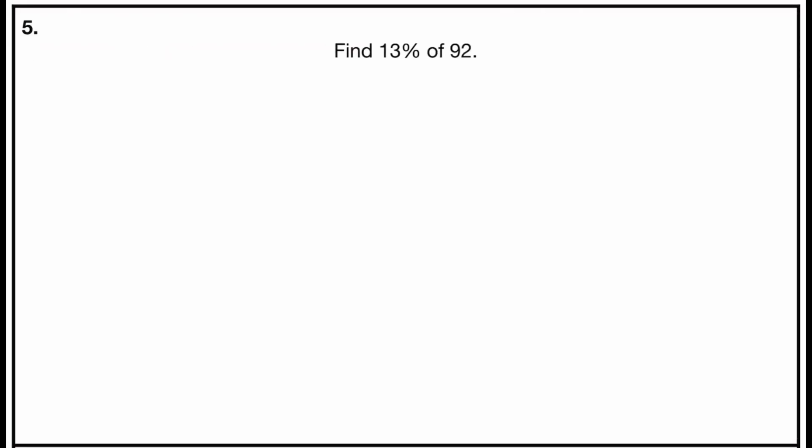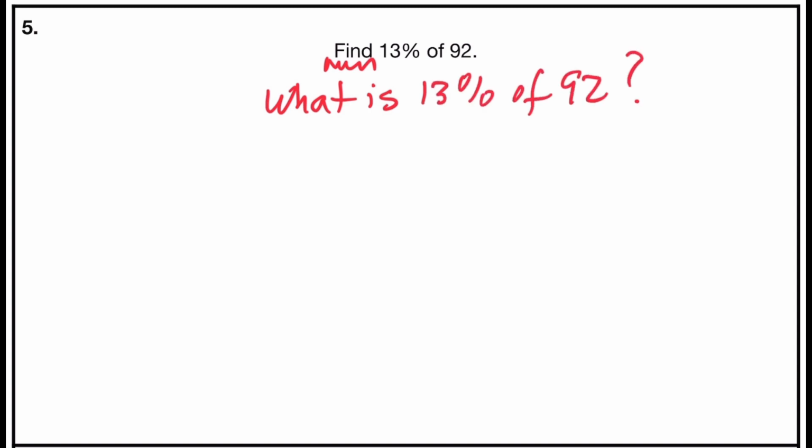Problem number 5 says, find 13% of 92. So if we want to write this as an equation, as we've done in the previous 4 problems, we would look for the word is, but we don't see the word is. In this problem, find can be written as what is 13% of 92. And so if you have a problem with the word find in it, just rewrite that as what is. And then you can write your equation.